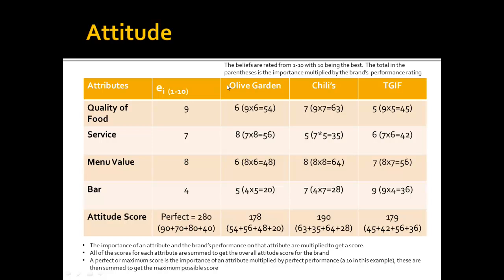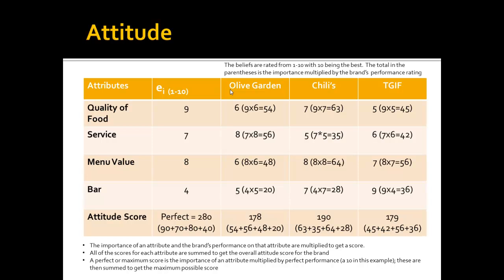So if we look at Olive Garden, they are best at service. They have an 8 compared to Chili's has a 5, TGIF Fridays has a 6. But service is only rated a 7. It's the third most important thing. So a good strategy for Olive Garden is to try to improve or enhance the importance of service. Get it rated a 10 or a 9. And because they're higher rated in performance with an 8 compared to Chili's and TGIF, they'll gain more points.